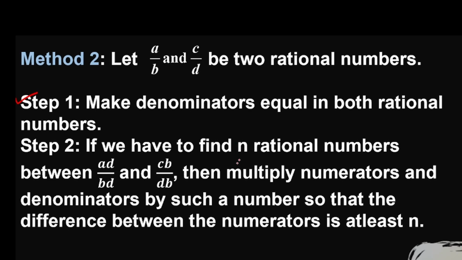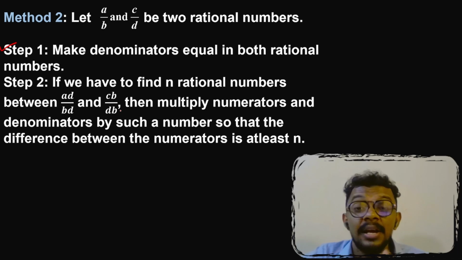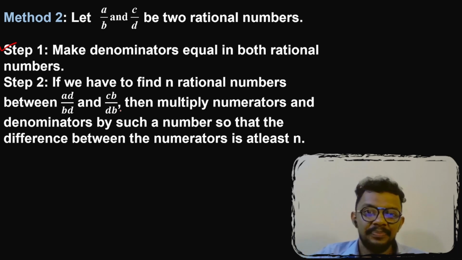Then multiply the numerator and denominator by the same number. It can be any number, usually 10, 100, 1000, depending upon the situation. By doing that, we can simply find so many rational numbers between them. With a proper example only you will understand. Don't worry, bear with me.